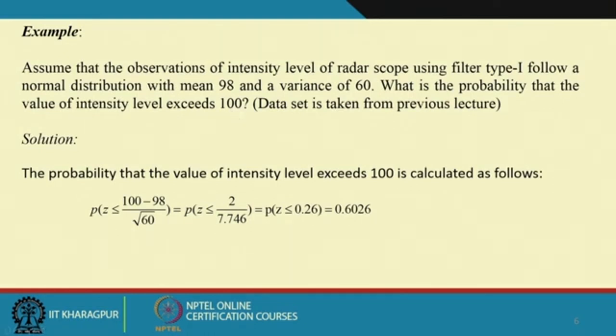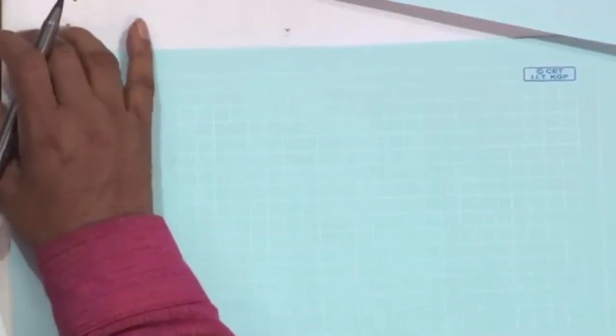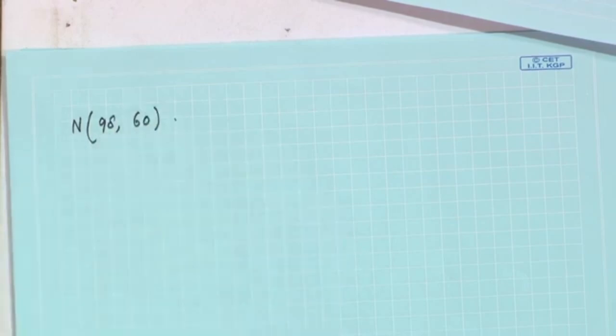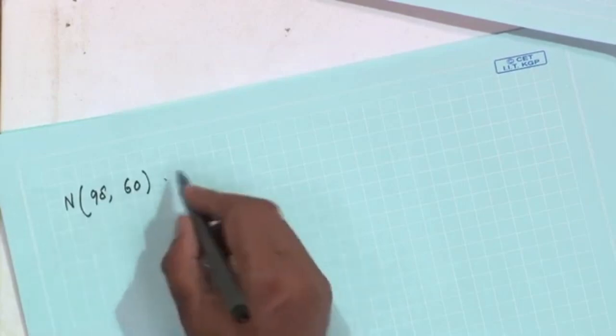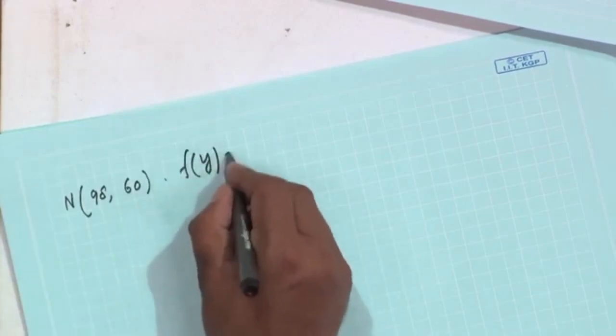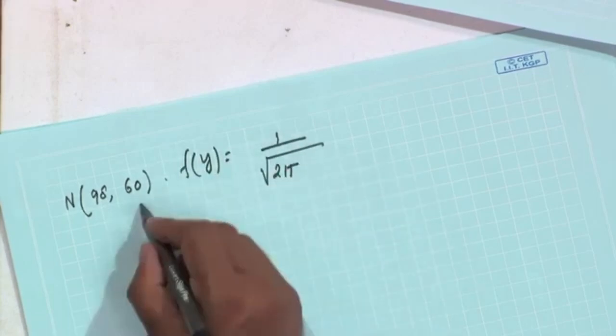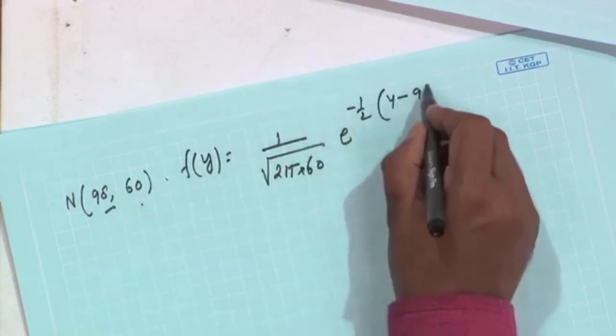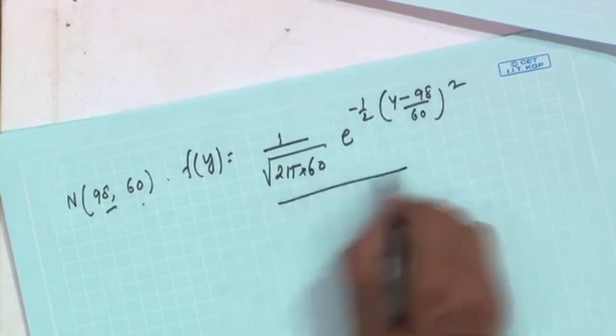Okay. So, what is given then? The process is basically observing the target through a radar scope. You are observing, and at a certain intensity level only will you be able to see the target. This is normally distributed with mean intensity level 98 and variance 60. If y is the response variable, the PDF is 1 by root over 2 pi sigma square, which is 60, times e to the power minus half of (y minus mu, which is 98) by sigma, which is 60, squared. This is the PDF for this process.